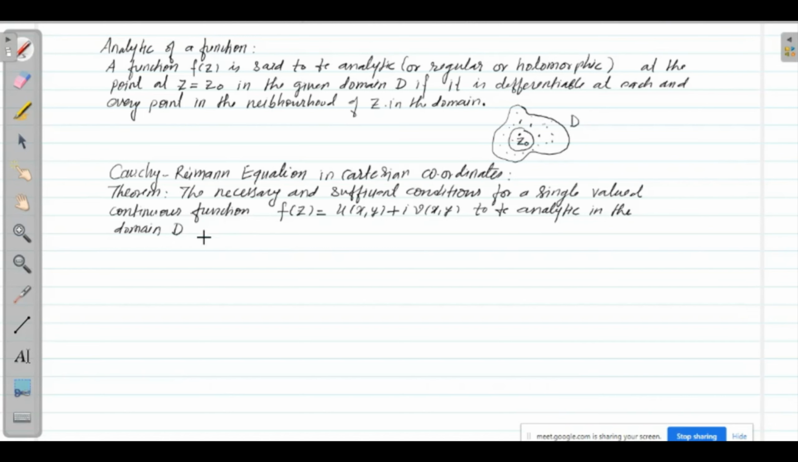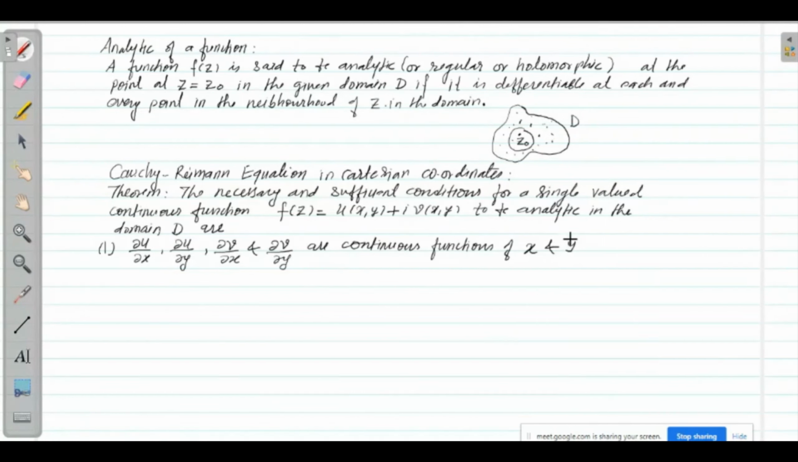In the domain D, the first condition is that all partial derivatives, dou u by dou x, dou u by dou y, dou v by dou x and dou v by dou y, are continuous functions of x and y in the domain D. And the second condition is what?